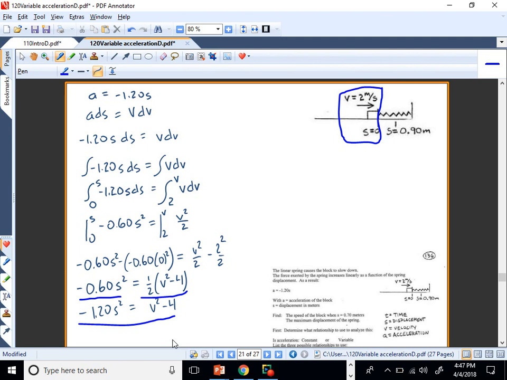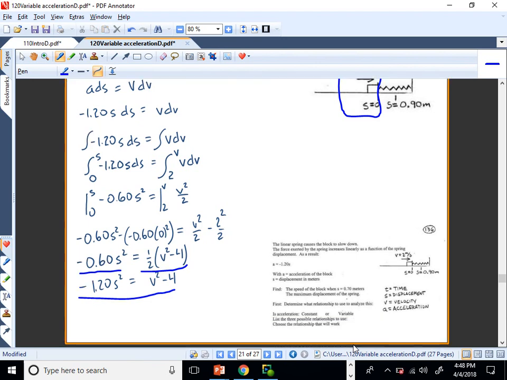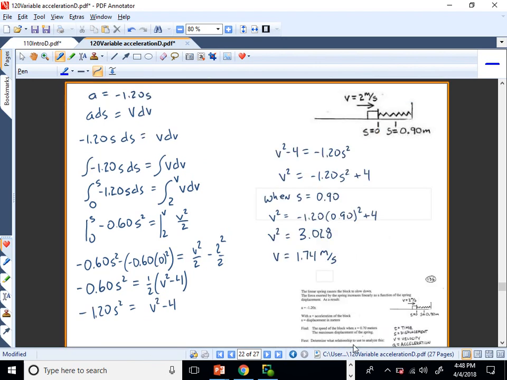All right, and I want to know what's the velocity when s is 0.9, so I can just plug in 0.9 for s, and I can solve for v, okay? All right. And I worked with the algebra a bit more. I got v squared is 1.2 s squared plus 4. I just brought the 4 over. Then I plugged in 0.9, and I can solve for v.